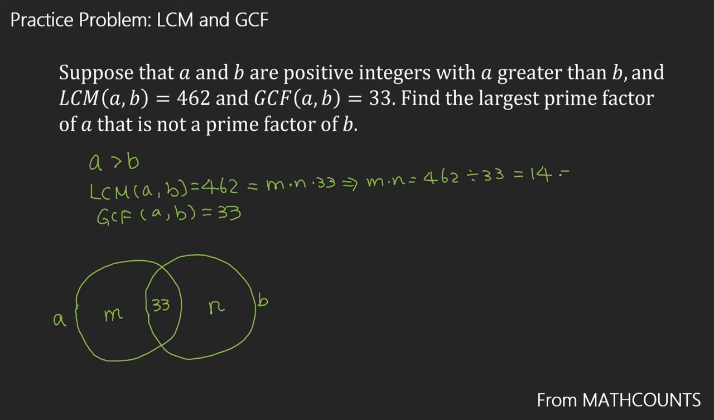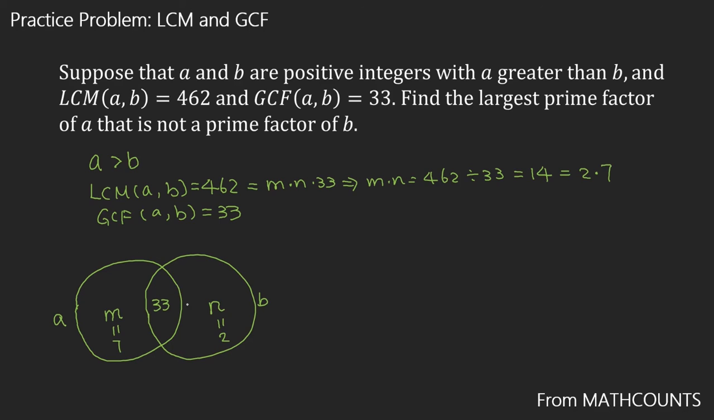And if we factor out 14, that equals 2 times 7. So the M and N can be 2 and 7 or vice versa. Because the problem says a must be greater than b, that means M must be equal to 7 and N must be equal to 2, so that a will be greater than b.